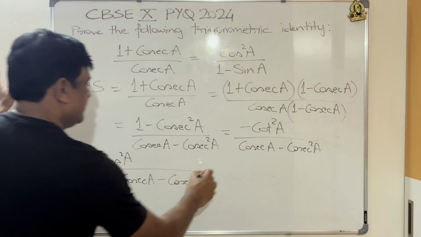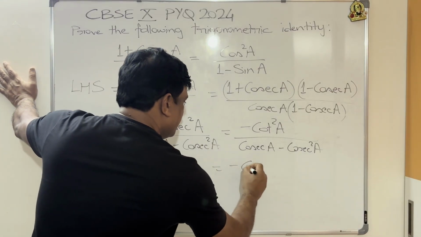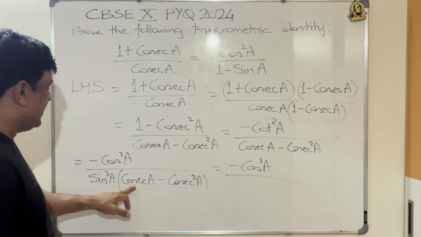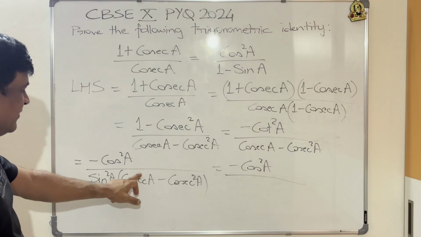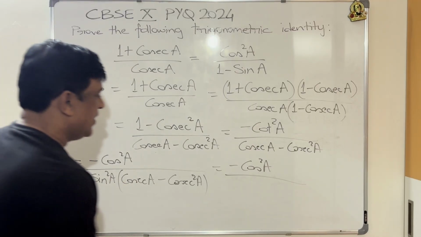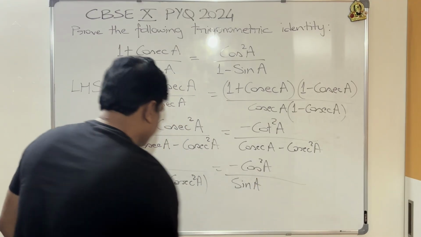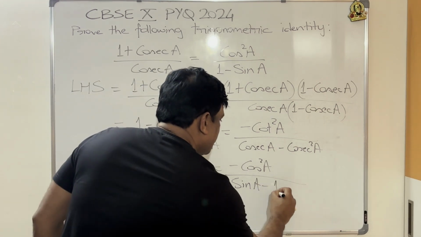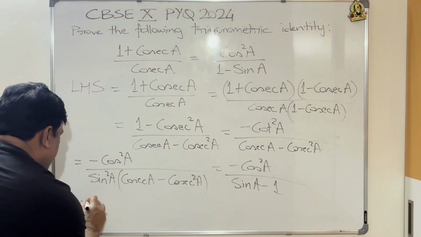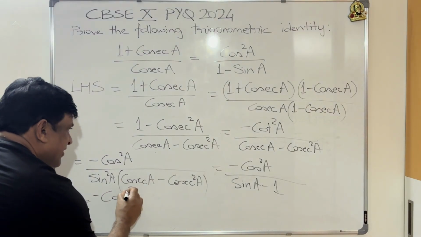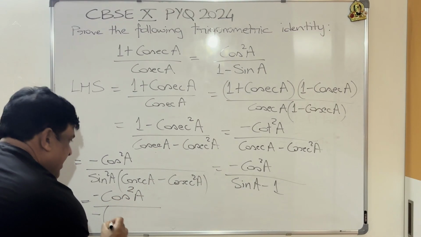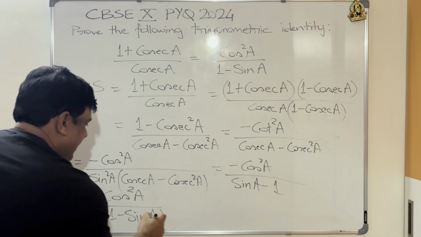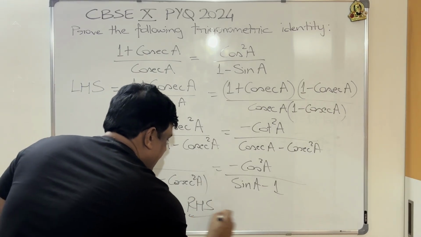So what do I get? I have a minus cos square A on the top. I leave it as it is because I have already reached that. Now when I multiply these two, this is 1 by sin A. When I multiply with this one, I'll be left with 1 sin A here, and when I do it here, it becomes a minus 1. If I take a minus common, you have a minus cos square A, and that will become 1 minus sin A. This minus minus gets cancelled. This is equal to RHS, hence proved.